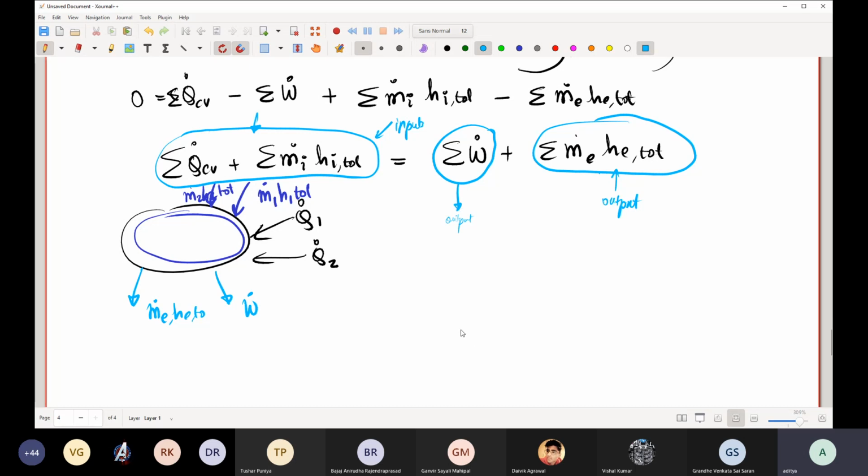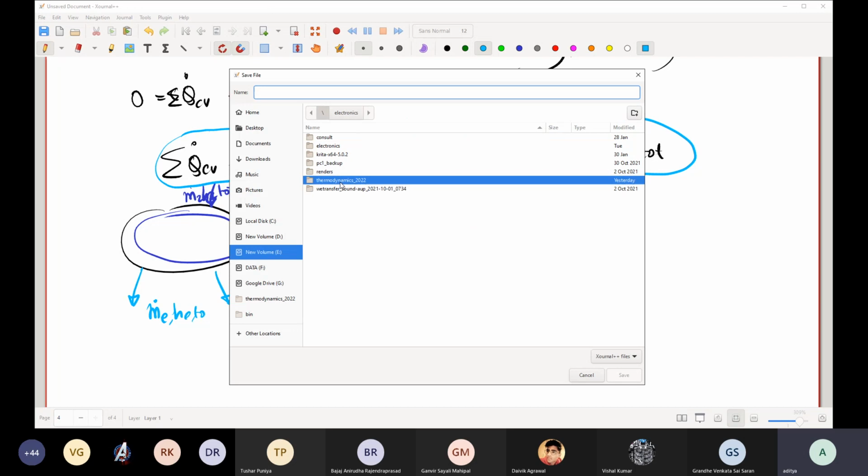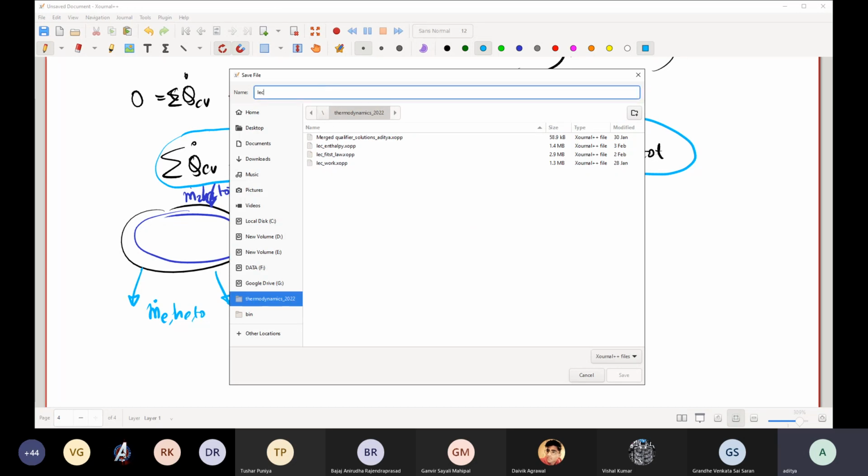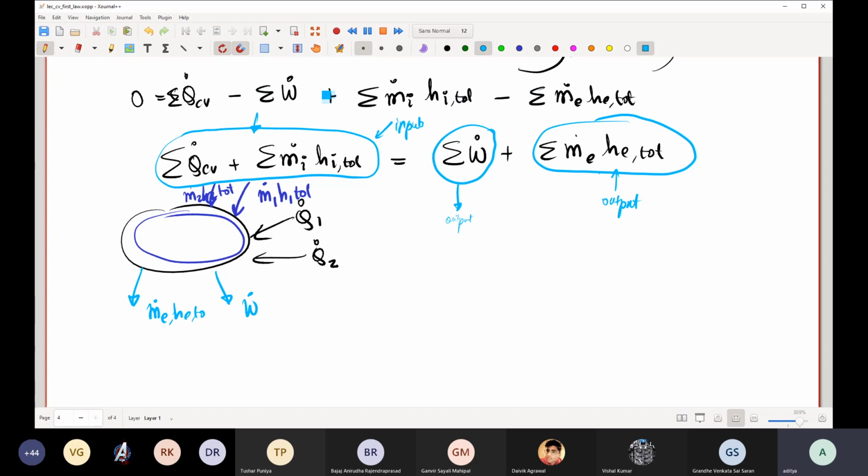Let me save this file so that I can give it to you for your practice. This will be lecture control volume first law. I will give this to you. And someone asked the other day what this software is. It's called Xournal++, as you can see in the title bar also. It's a free open source software. It is cross-platform. You can run it on Linux, GNU Linux, on Windows, and on Mac. You can compile it from source if you are so inclined.